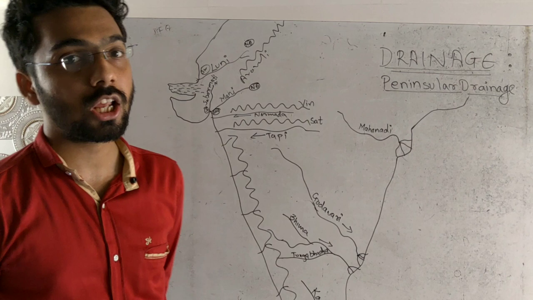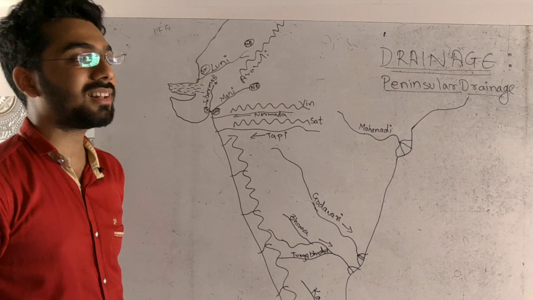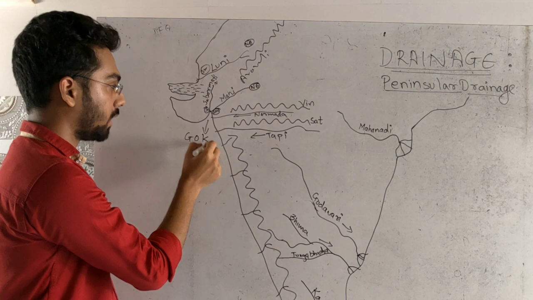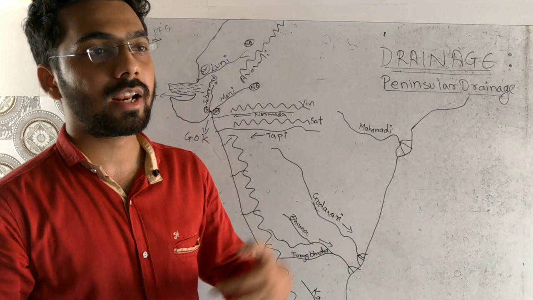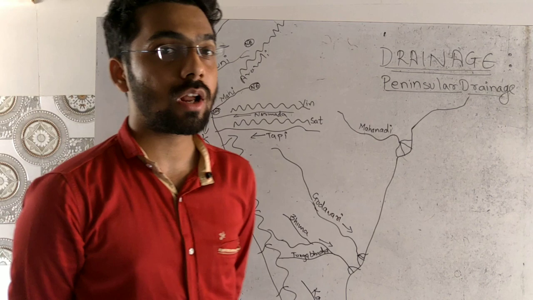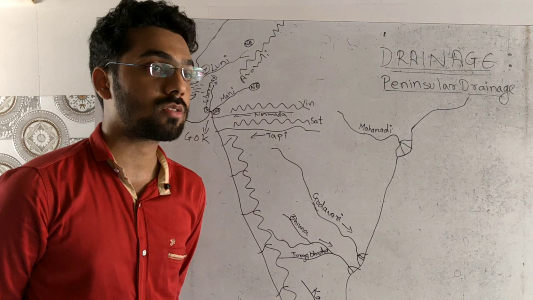Another river starting from the southern slope of Aravalli is River Sabarmati. River Sabarmati flows in a north-south direction and ends up in the Gulf of Khambhat. Here it is the Gulf of Khambhat, and here it is the Gulf of Kutch. Another river is River Mahi. In the peninsular region, as we studied earlier, there are two mountain systems in the peninsula, Vindhya and Satpura.